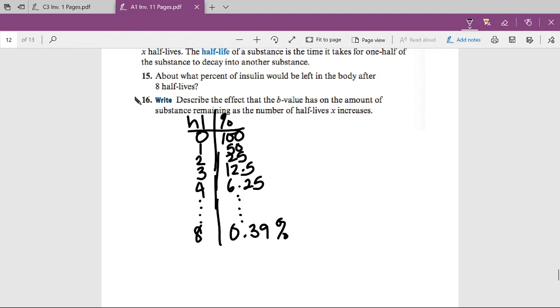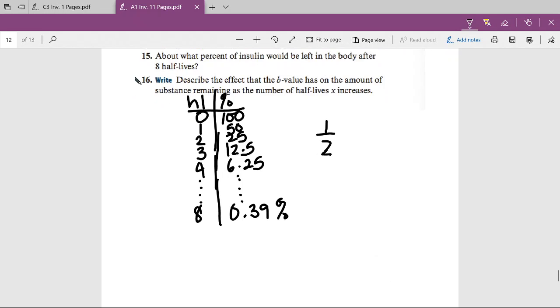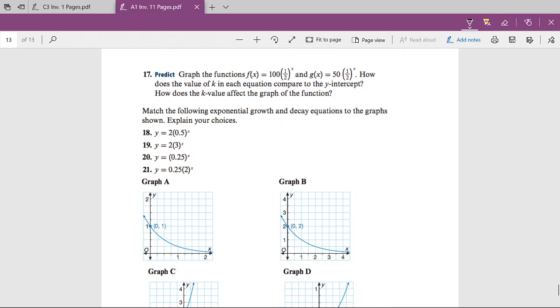So 16, describe the effect the B value has on the amount of substance remaining after half-lives of X increases. So as we increase this X, we decrease by half, just like the carbon. Each time we have half of the time before with those half-lives. And then we'll just finish up with a couple more questions and matching.